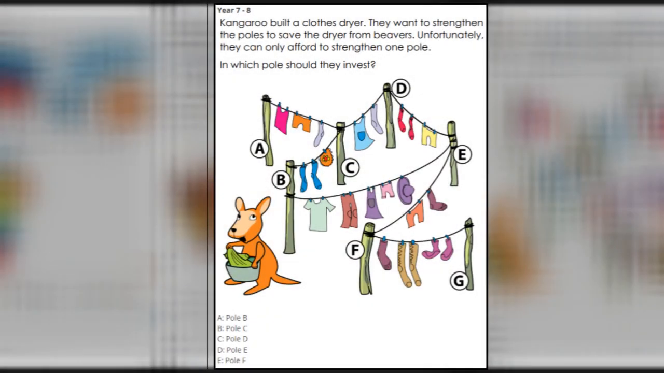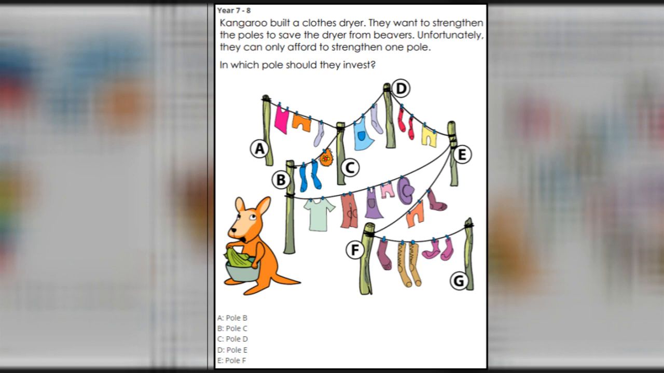Now the third challenge, which was for the year 7 to year 8 students: the kangaroo built a clothes dryer. They want to strengthen the poles to save the dryer from beavers. Unfortunately, they can only afford to strengthen one pole. In which pole should they invest? So we need to think about which of these poles is supporting or drying the most clothes.